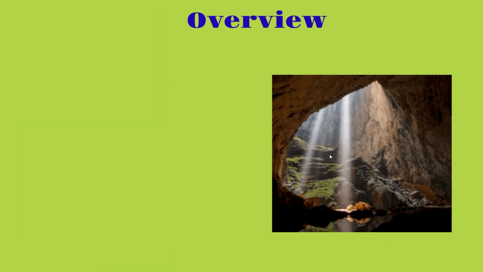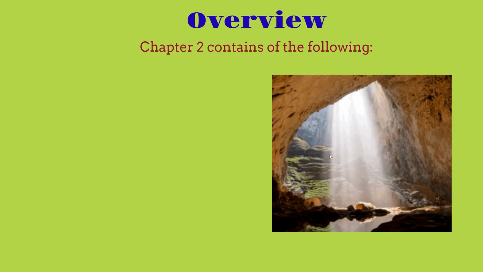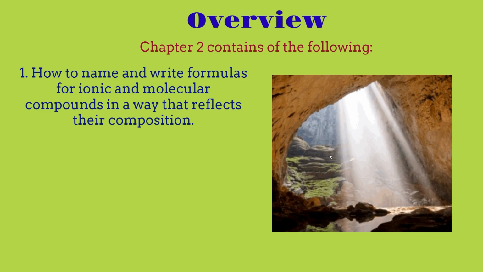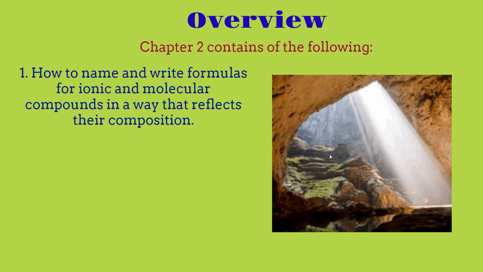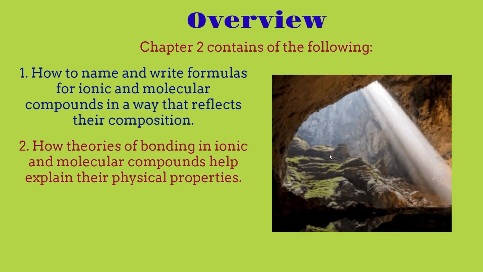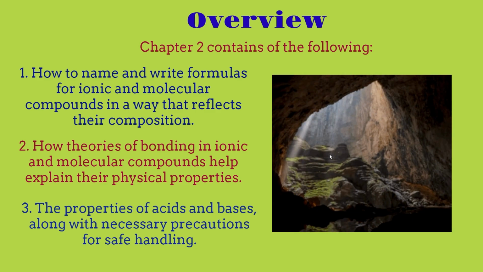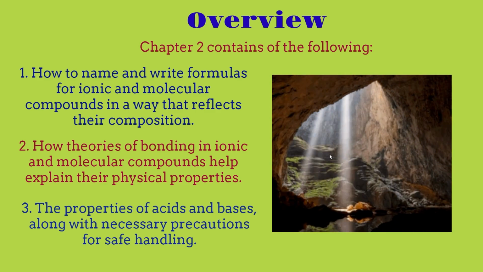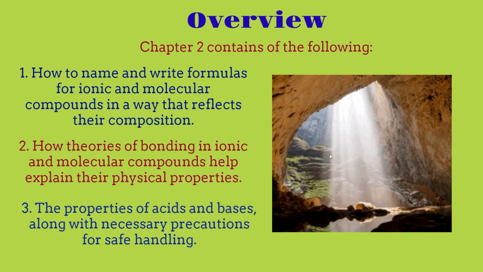So just before we start, we're going to go over a quick overview of what we're going to do in chapter 2. So chapter 2 contains the following information. Number 1 is how to name and write formulas for ionic and molecular compounds in a way that reflects their composition. Number 2, we have how theories of bonding in ionic and molecular compounds can help explain their physical properties. And for number 3, we have properties of acids and bases along with necessary precautions for safe handling. So these are just some of the things that we're going to cover inside of chapter 2.